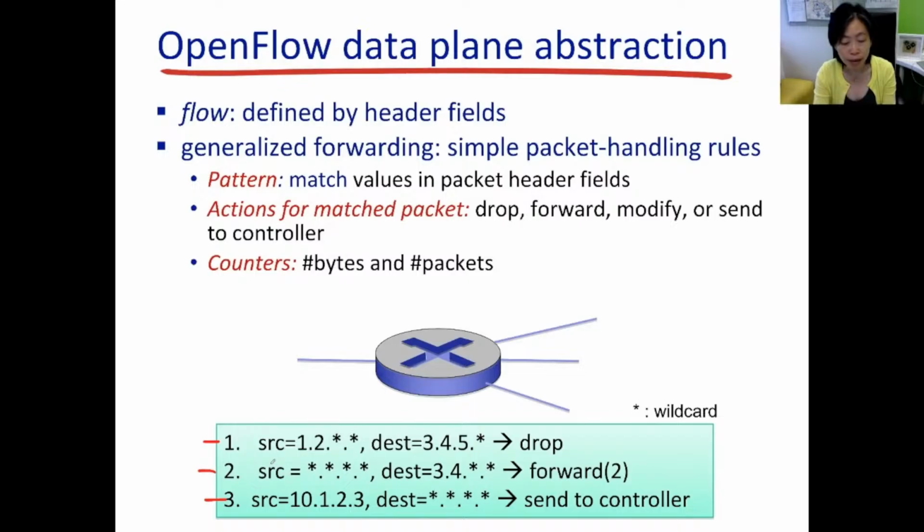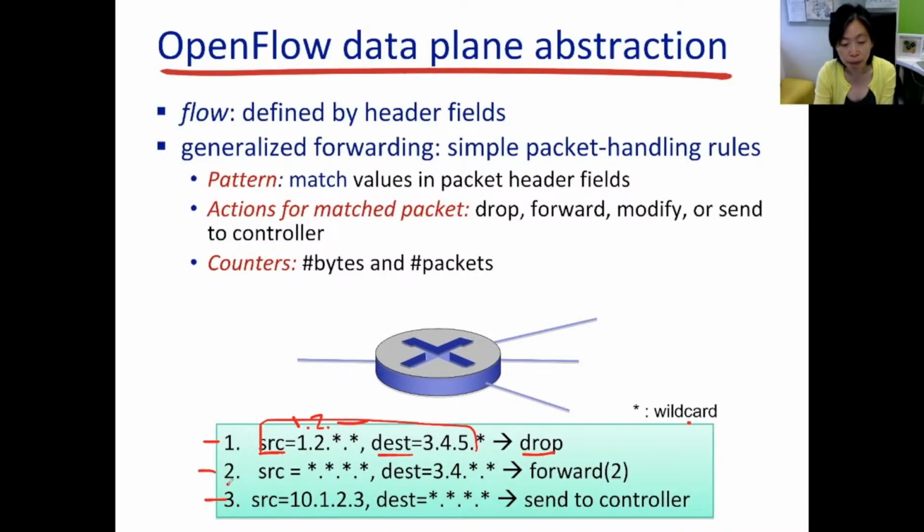Now, in all 3 examples, we look at the source address and the destination address header fields. In example number 1, we don't want to match the source address being 1.2.something. The asterisk here meant wildcard, meaning arbitrary values for the last 2 octets. Destination address must match 3.4.5 for the first 3 octets, and then it doesn't matter what the 4th octet is. All packets matching this pattern will be dropped.